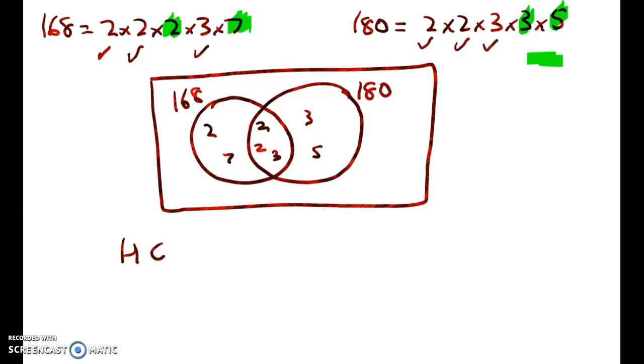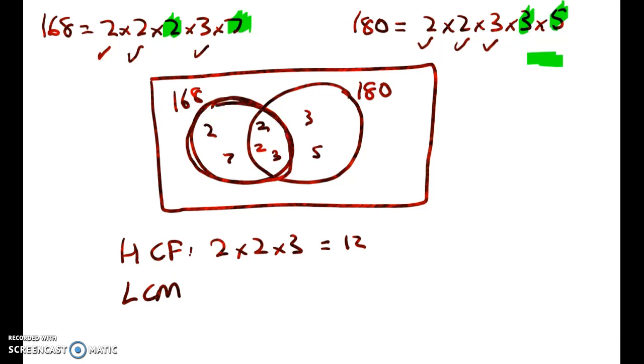So the highest common factor is 2 times 2 times 3, which gives me 12. And the LCM is going to be, right, now what's going to be easiest here? Well, I think I'm going to do, it's all of these numbers times together are going to give me 168.